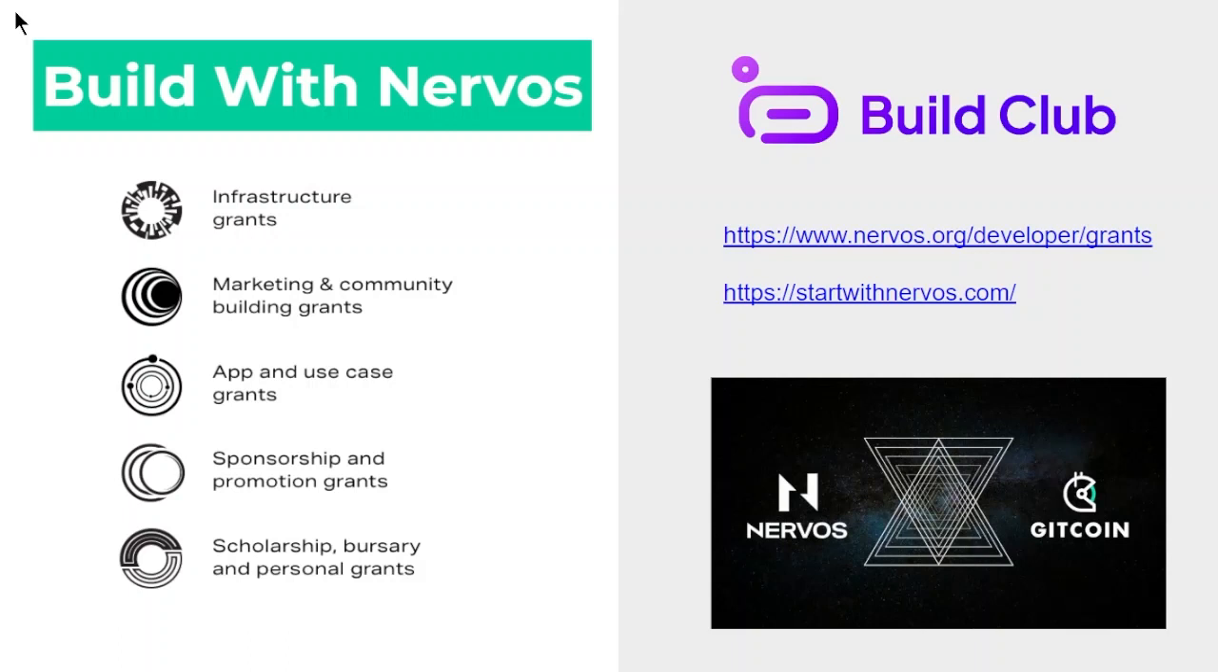Now, if you're interested in building with Nervos, we have an assortment of different types of grants available. We also partnered with something called the Build Club. It's very cool. It's a cohort type club where everybody builds on Nervos, and you get a lot of support in doing so, from marketing to community, developer relations, everything, you name it.